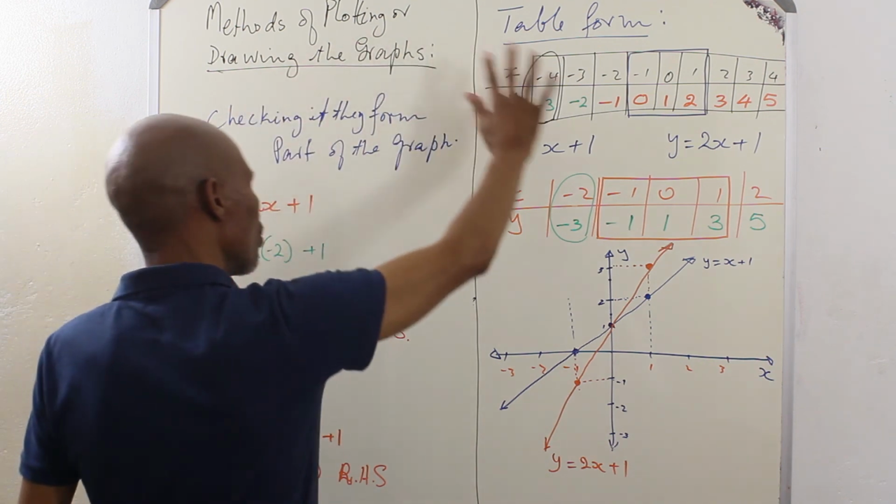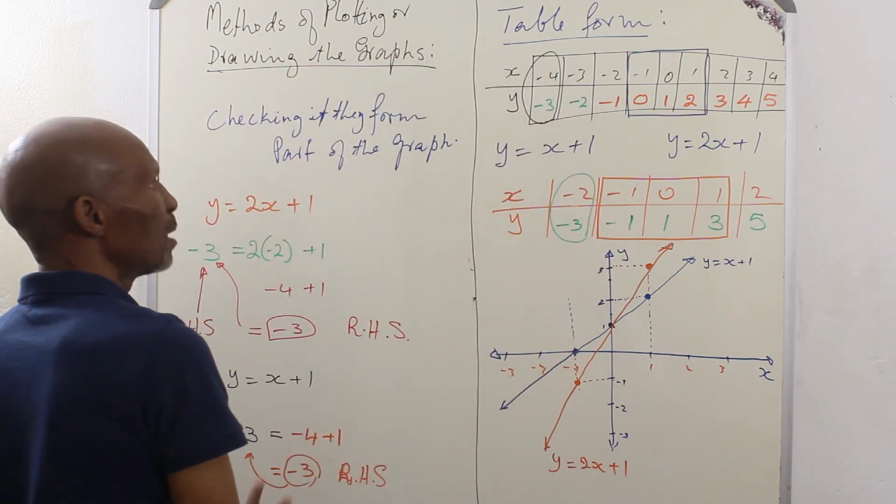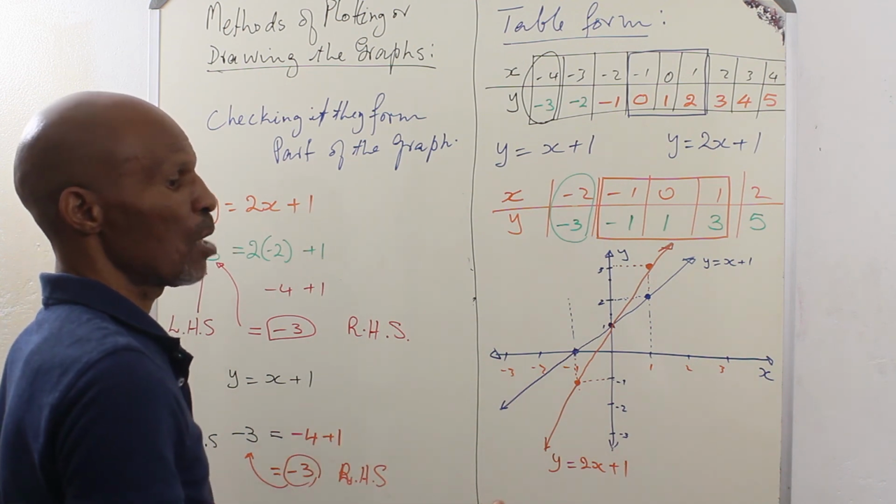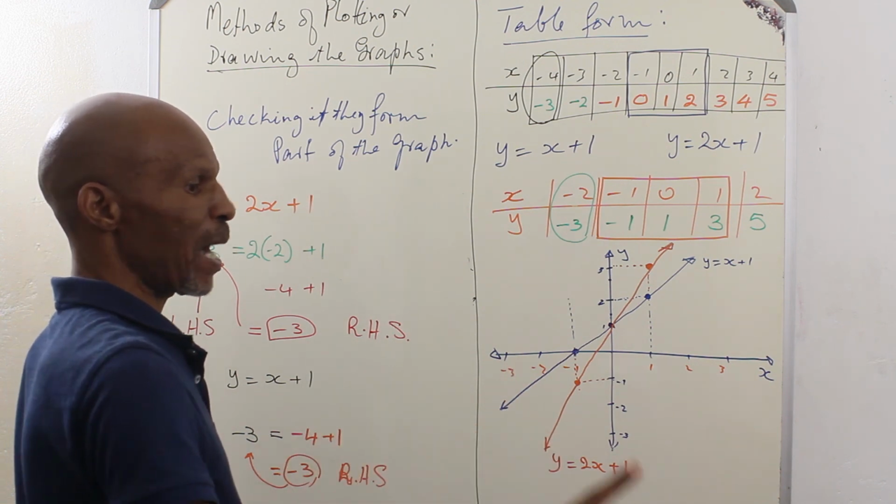This is how you use your table form. The last way or method now to use will be a gradient y-intercept.